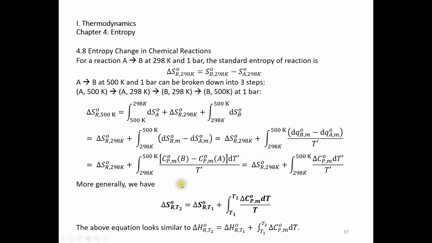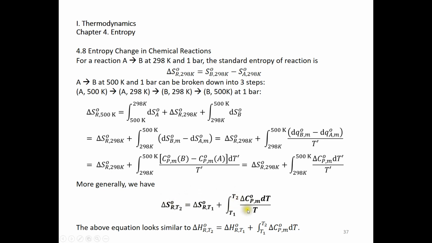More generally, the standard entropy change at temperature 2 is equal to the standard entropy change at temperature 1 plus the integral from T1 to T2 of delta CPM dT over T. Delta CPM is the change of the molar heat capacity. This denotes the standard state.